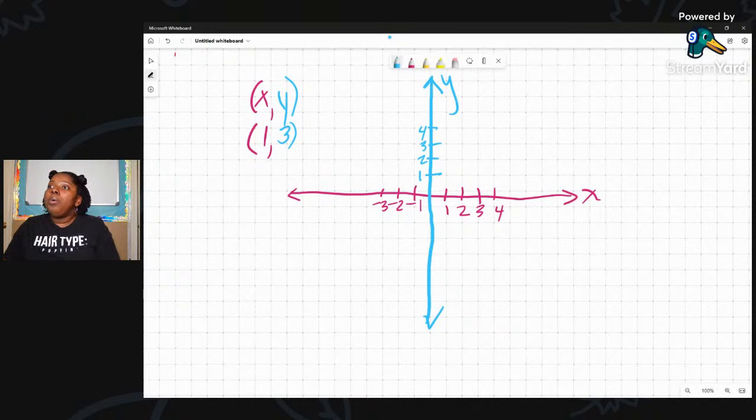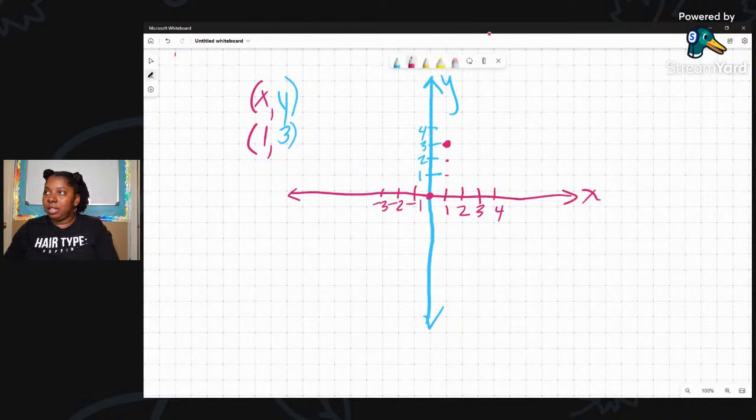All right, so if X is 1, I go to where X equals 1. I'm starting in the middle. We always start in the middle. Right here is 0, 0, right? And I go to the right to 1. You see it? But I'm not stopping there because it says Y equals 3. So I go to the right to 1, and I'm going to go up 3. 1, 2, 3. And now I'm at point 1, 3.